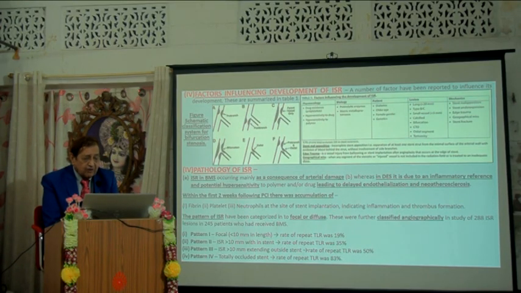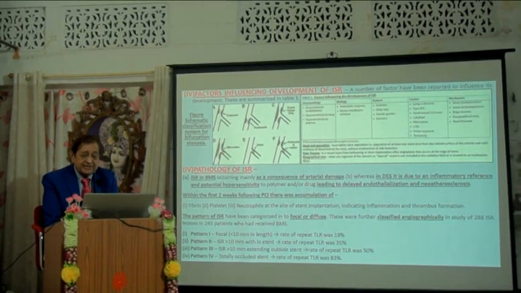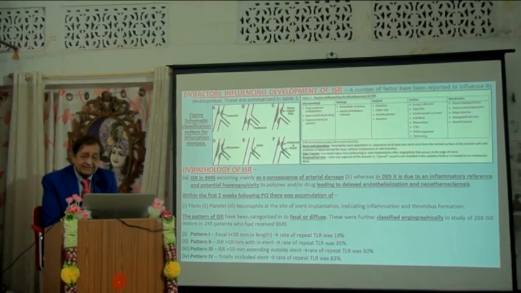Now we will go to the pattern of ISR. They have been categorized as focal or diffuse. These were further classified angiographically in a study of 288 ISR lesions in 245 patients who had received BMS. Pattern 1, focal, less than 10 millimeters in length. Here, the rate of repeat TLR was 19%.